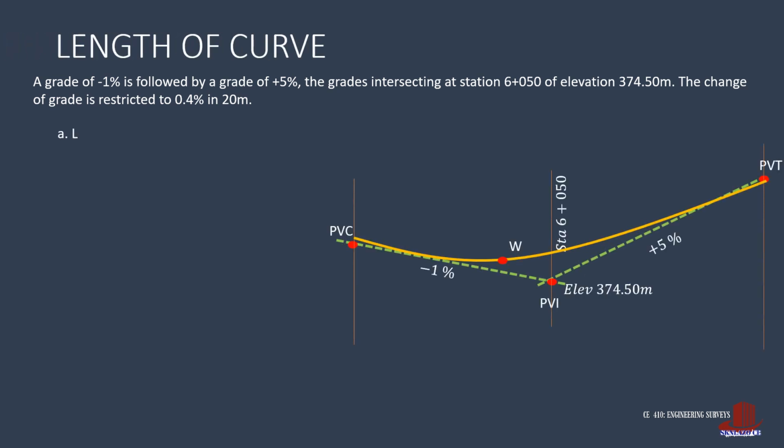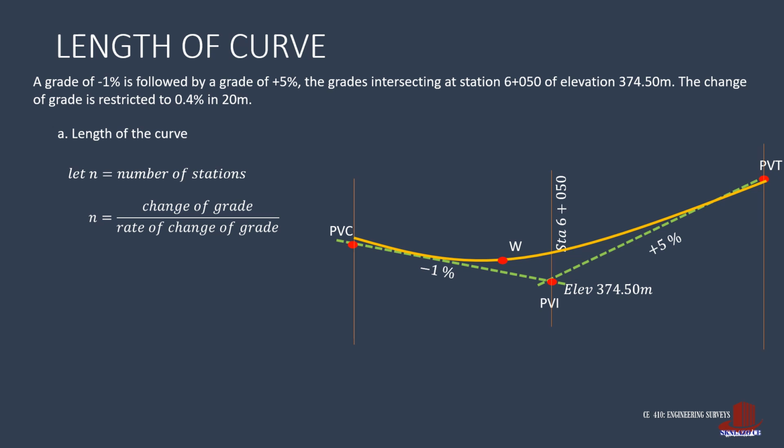The first question is to look for the length of the curve. Without any idea about PVC and PVT, we have to use the allowable rate of change, assuming that N is the number of stations. N is solved as the change of grade upon the rate of change. Mathematically, this is written as G2 less G1 upon R, or positive 5 minus negative 1 upon 0.4.